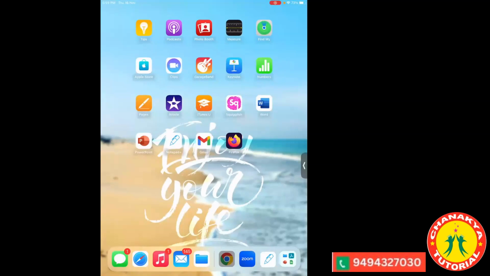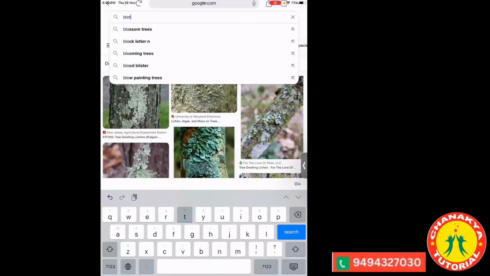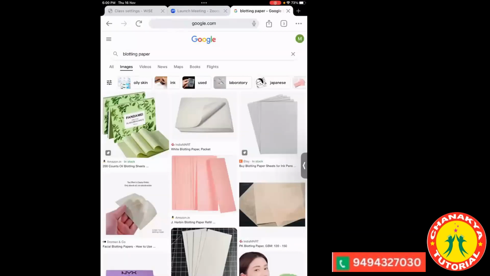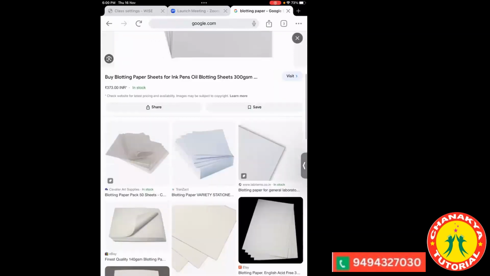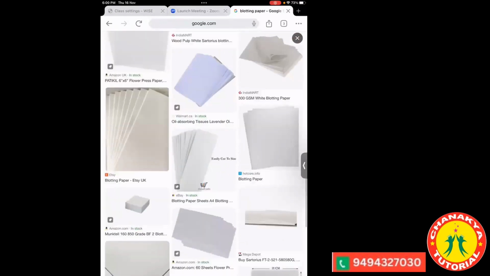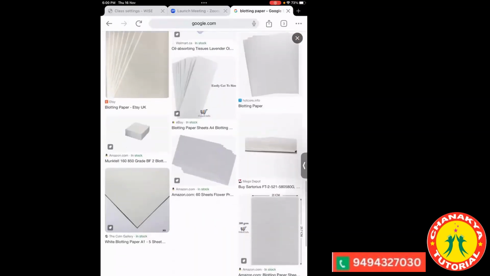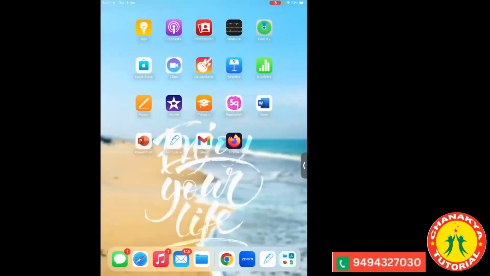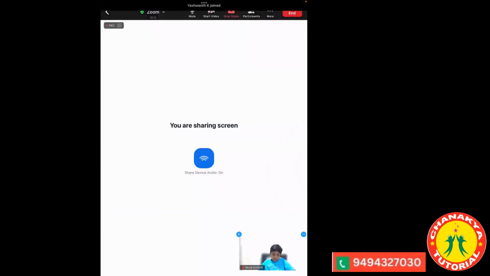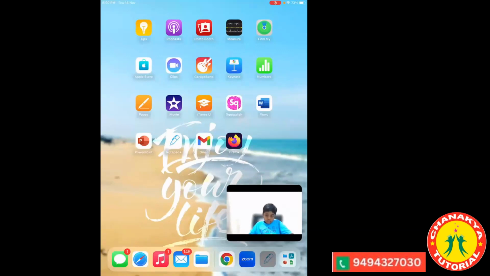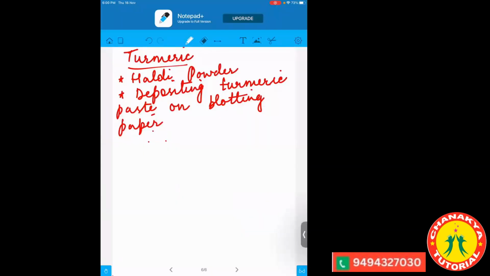I'll show you how the blotting paper will look. It will be like this blotting paper. So these are the blotting papers. You can see here, these are the blotting papers. What do they do? They absorb the extra water content from it. Different types and different sizes are there, depending on the requirement. These blotting papers can be used. So on this blotting paper, we need to keep the paste of the turmeric.